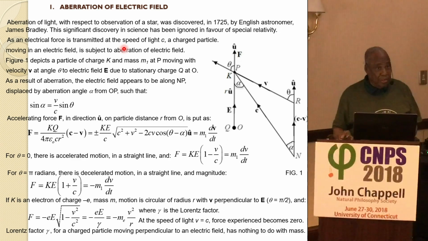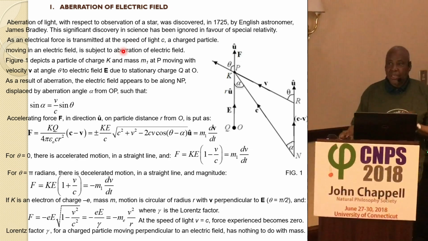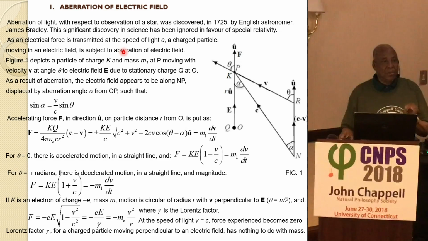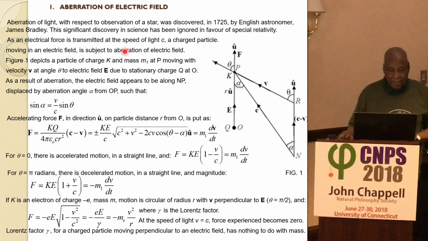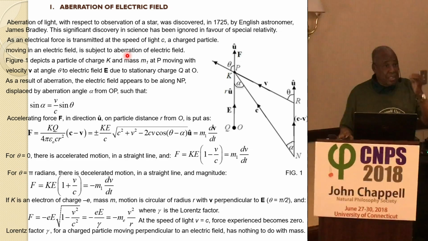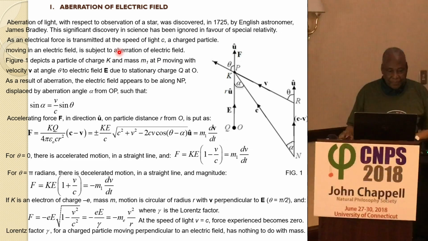Why is it ignored? Because it contradicts the theory of special relativity. The discovery of aberration of light is a direct indication of relativity of speed of light with respect to an observer. In fact, Bradley used this discovery to make the first estimate of the speed of light relative to the speed of revolution of the Earth around the Sun.